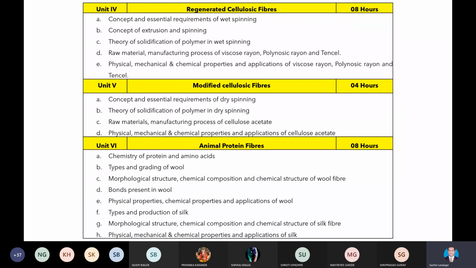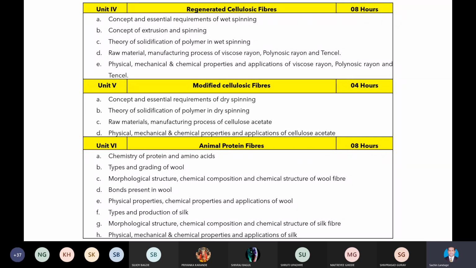The next point, that is nothing but the regenerated cellulosic fibers. Regenerated means regeneration, means one form we are going to convert into another form. One form of the cellulose we are going to convert into another form of the cellulose. That point we are going to see over here. So first, that is the concept and the essential requirements of wet spinning that we are going to see. Second, we are going to see the concept of extrusion and the spinning. Now, what is the difference between the extrusion and spinning, that we are going to see. Now, concept and the essential requirement of wet spinning. So what is wet spinning, all these things also we are going to study.